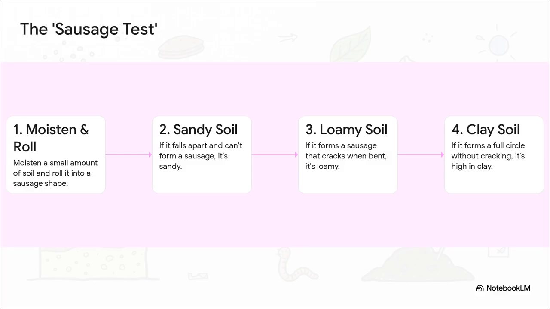If it just crumbles and you can't even make a sausage, that's a sandy soil. If you can make a sausage but it cracks when you try to bend it, you've probably got a nice loam. But if you can bend that sausage into a complete ring without it breaking, well, you are definitely working with a soil that's high in clay.